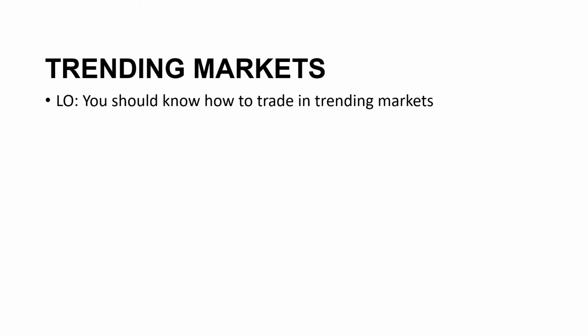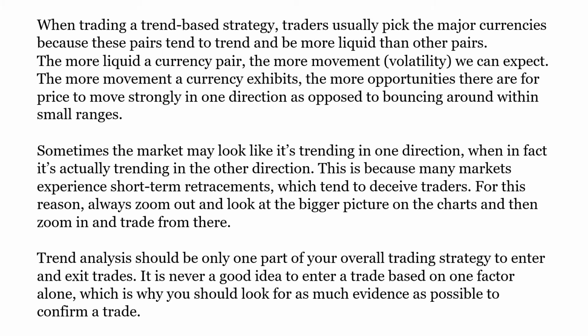In this lesson, Trending Markets, the learning objective is you should know how to trade in trending markets. When trading a trend-based strategy, traders usually pick the major currencies because these pairs tend to trend and be more liquid than other pairs. The more liquid a currency pair, the more movement, which is more volatility, we can expect. The more movement a currency exhibits, the more opportunities there are for price to move strongly in one direction, as opposed to bouncing around within small ranges.